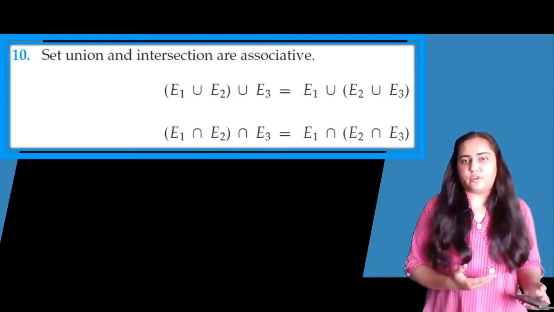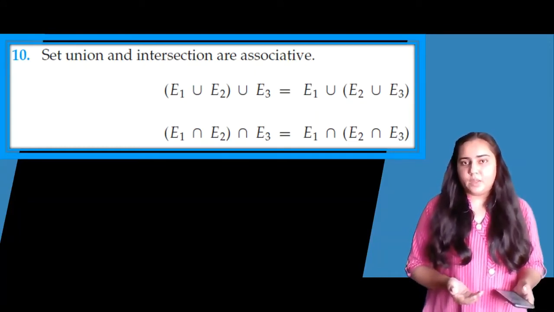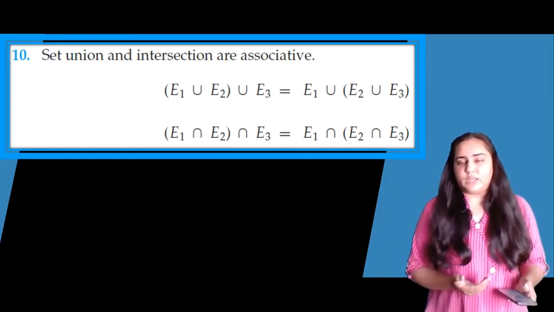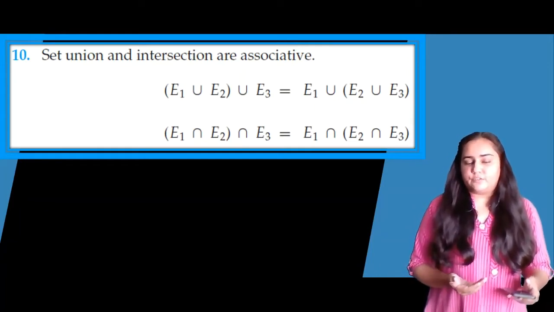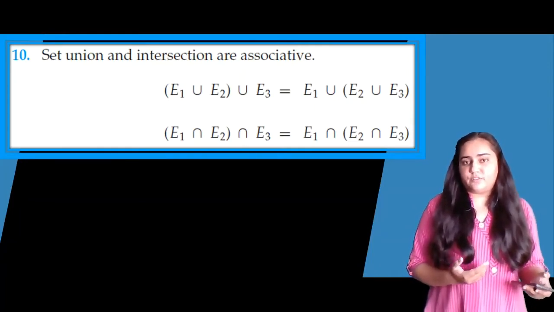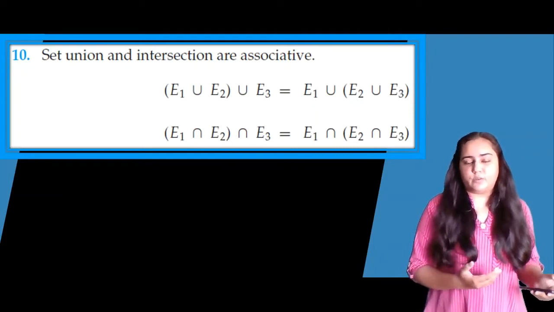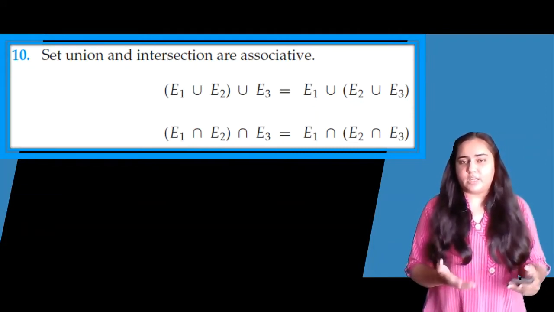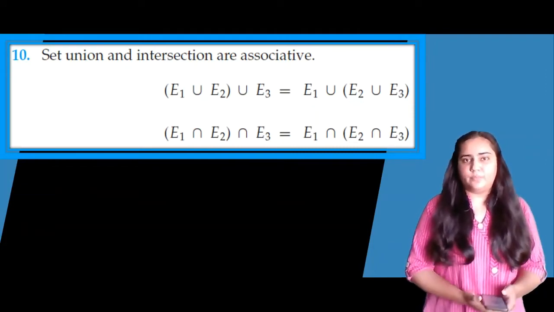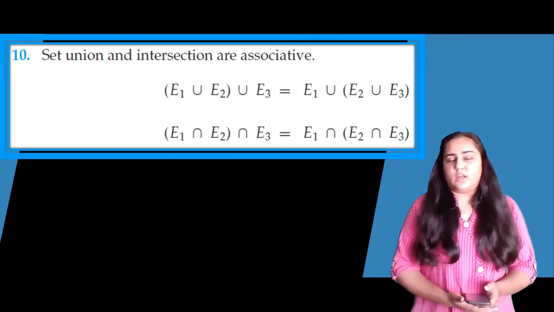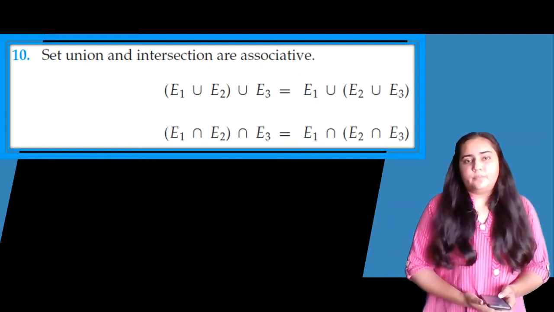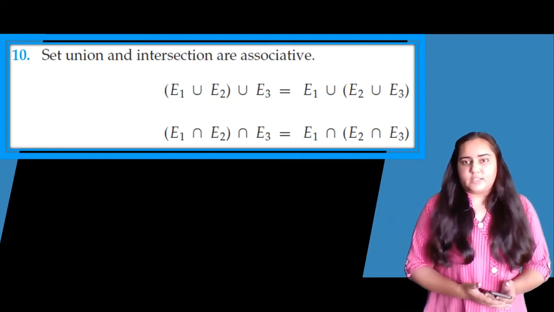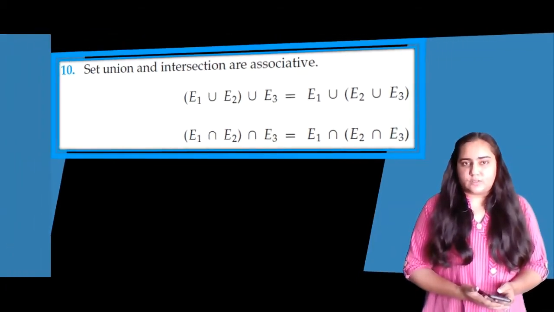This is also true for intersection, which means if I do E1 intersection E2 first, and then I perform intersection of this result with E3, this is the same as doing E2 intersection E3 first, and then doing an intersection of that result with E1. So this is known as associativity of union and intersection. And of course, once again, set difference is not associative.